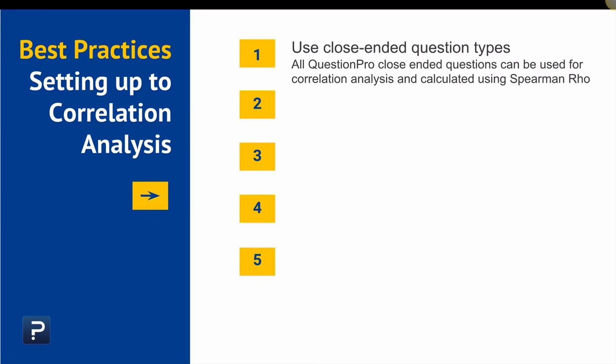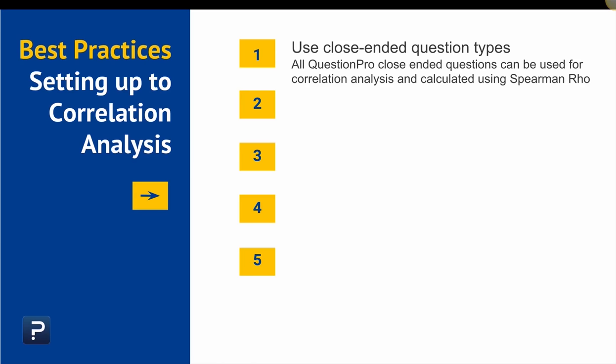So let's talk about some best practices in terms of setting up a correlation analysis project. The first one is that you will want to use closed-ended question types. If you're using any open-ended questions and you want to use that for correlation, unfortunately, we cannot do it initially. There is a back-end way to do that. So if you want to recode those open-ended answers as closed-ended variables down the road, we can do that.